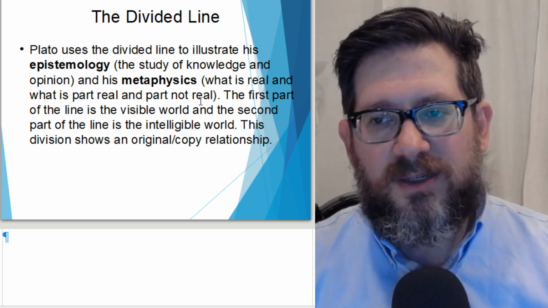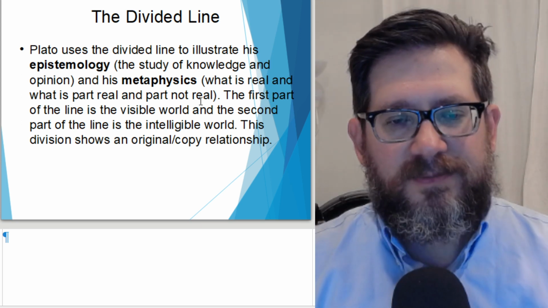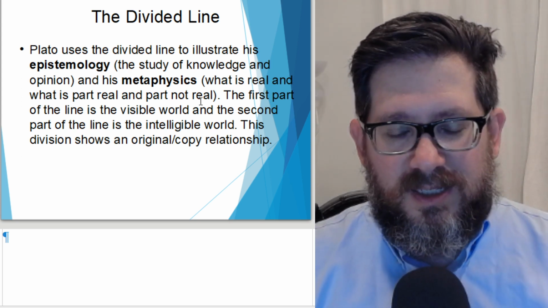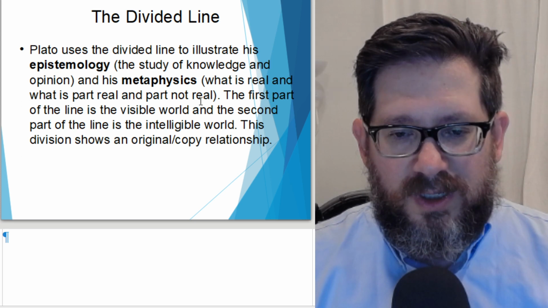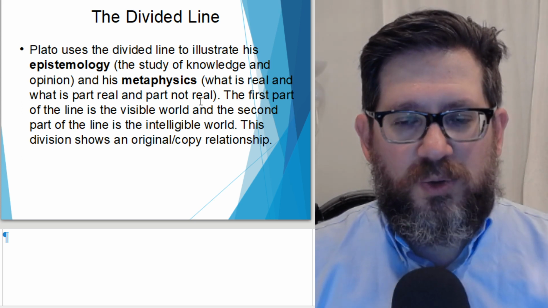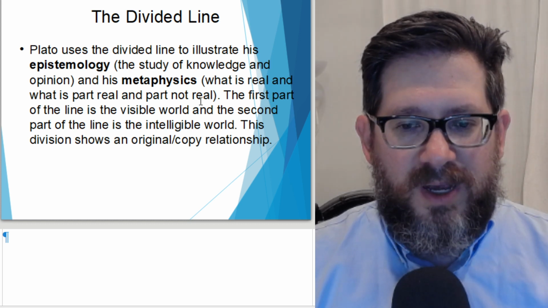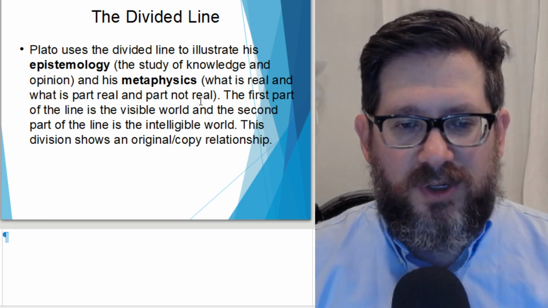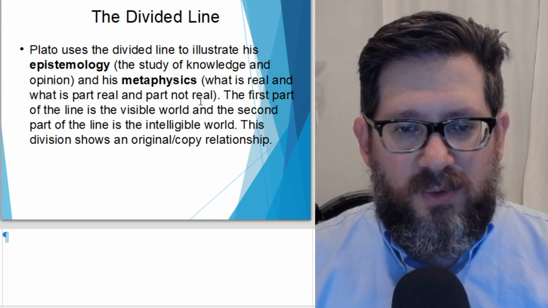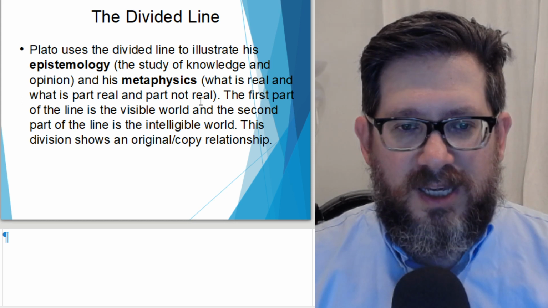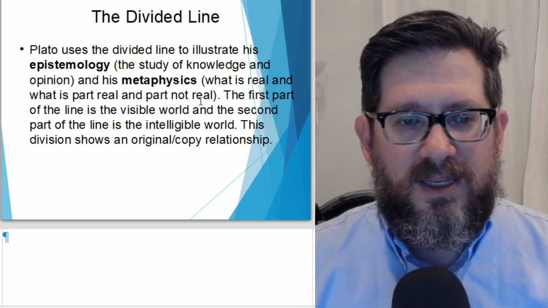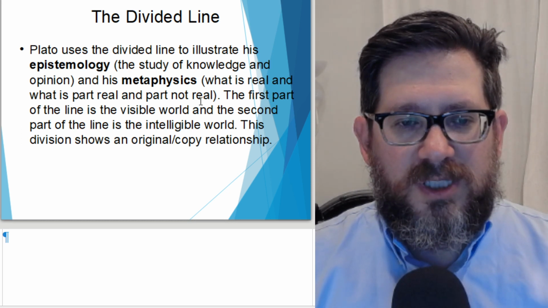Okay, so let us move on and now talk about the divided line. So probably they grabbed a stick and they actually drew this picture on the ground. So we drew a line on the ground. In the Republic, it's Socrates who's drawing a line in the sand. And he wants to illustrate something. He's trying to say, this is what I'm talking about is like. And so he draws this line.